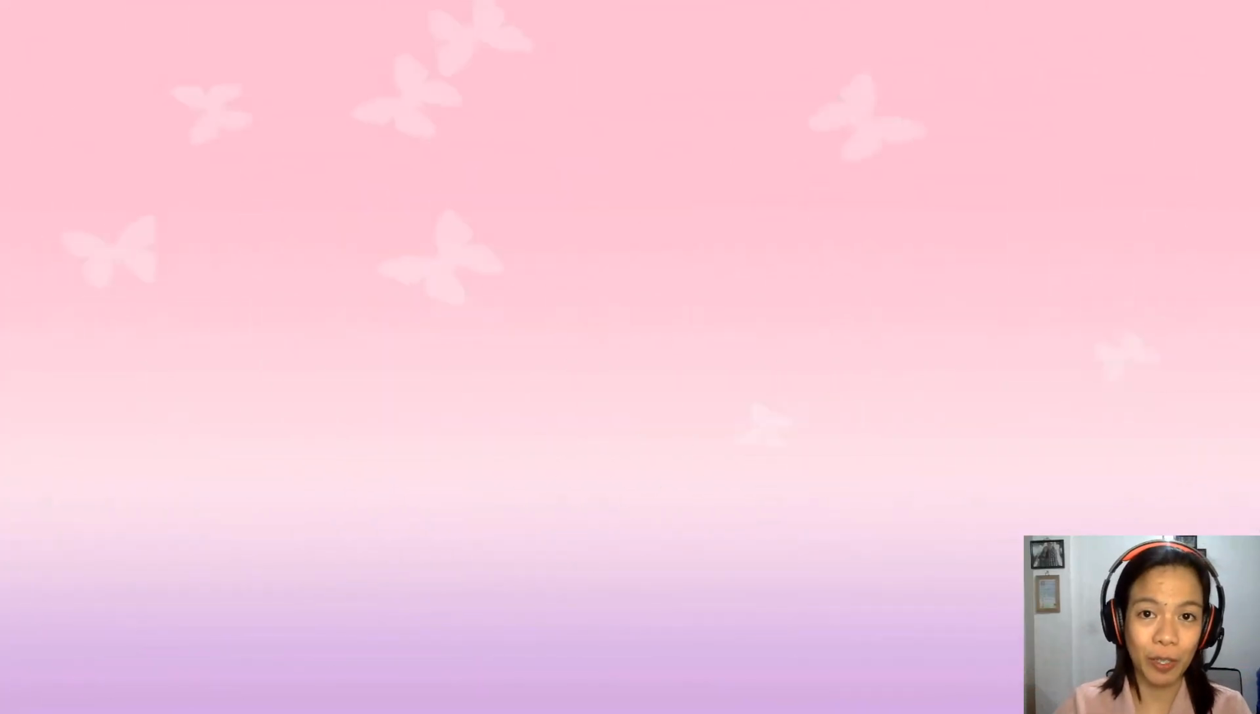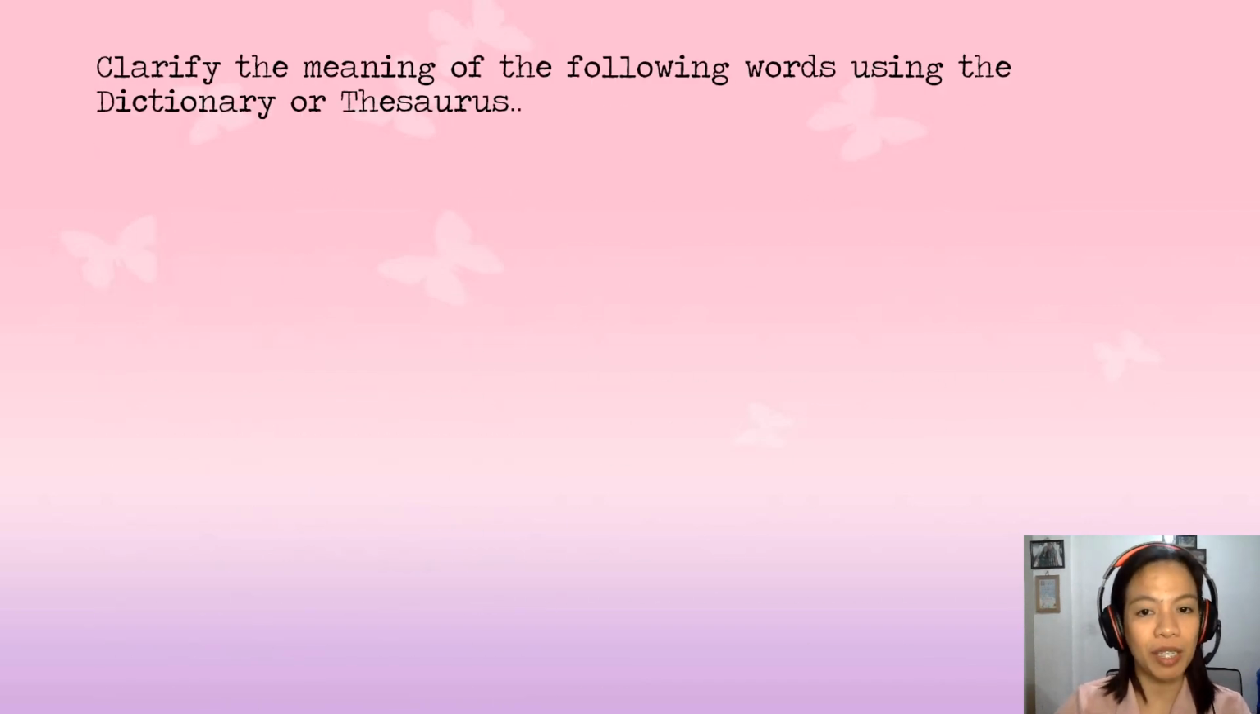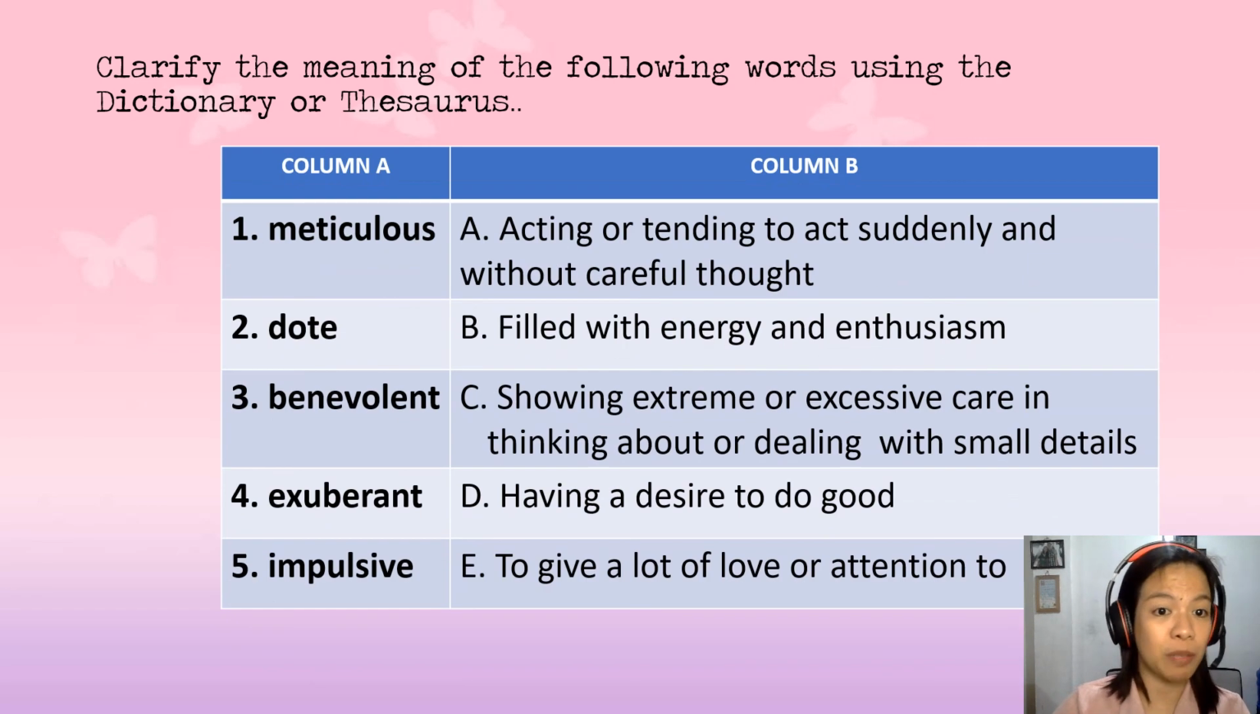This activity will serve as your assignment. I will post this in our group chat and then check it on our next video lesson. Here is the direction. Clarify the meaning of the following words using the dictionary or thesaurus. Just match column A with column B. Write only the letters of the correct answer.